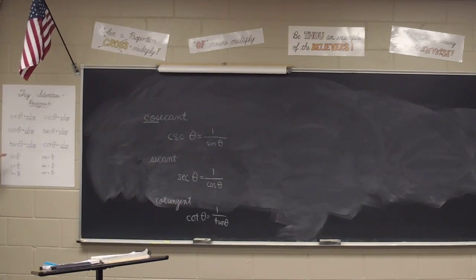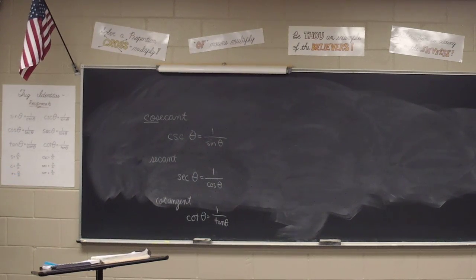Well, if that's true, remember SOHCAHTOA, sine, cosine, and tangent. In that case, sine's reciprocal cosecant must be the hypotenuse over the opposite. Since cosine's adjacent over hypotenuse, then secant must be hypotenuse over adjacent. Since tangent is opposite over adjacent, cotangent must be adjacent over opposite.